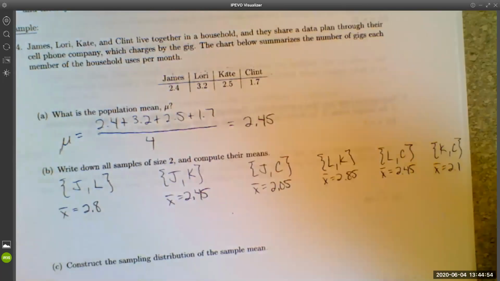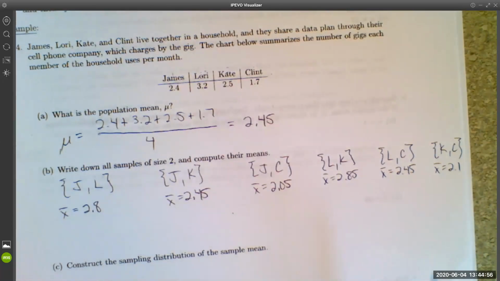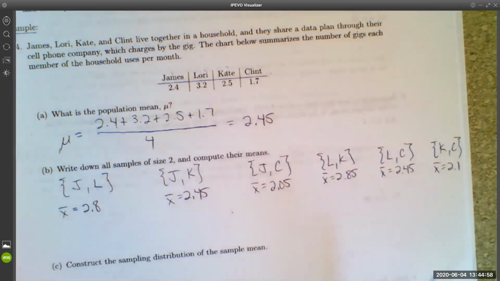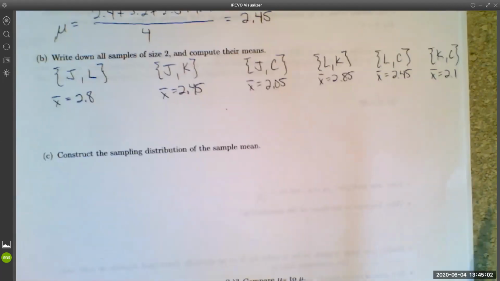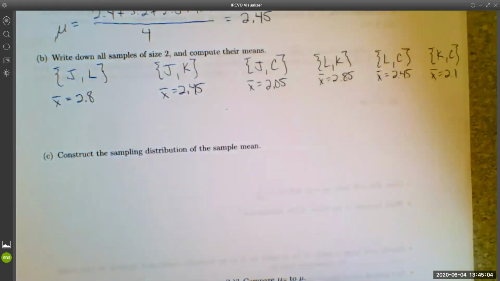Okay, so there are all the sample means. If you're not ready to move on, pause the video and finish writing this stuff down. I'm going to move on now. Part C says, construct the sampling distribution of the sample mean.